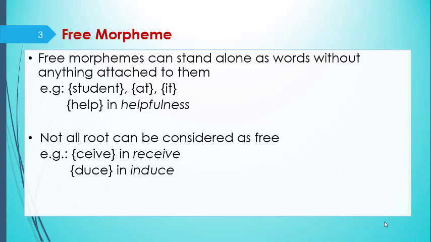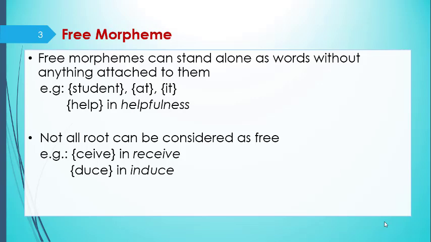First, let's find out what is free morpheme. Free morphemes can stand alone as words without anything attached to them, without any affixes or without other words. For example, student or at, it, etc. Or in this complex word helpfulness, there is a free morpheme help, because help can stand alone as a word without the affixes. It has its own meaning.